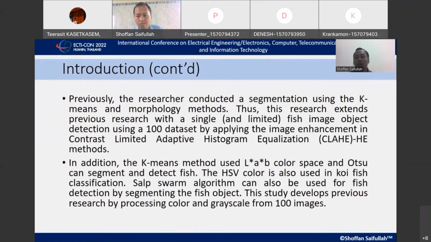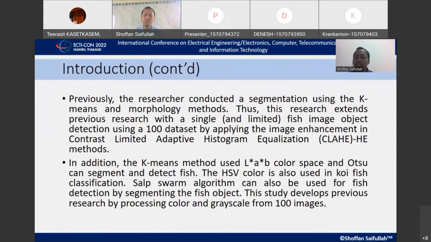The next is about previous research. Researchers conducted segmentation using K-means and morphology methods. This research extends the previous research, which had single and limited face detection, to a face image object dataset of 100 images by applying image enhancement. We have two methods, CLAHE and HE: contrast limited adaptive histogram equalization and histogram equalization.